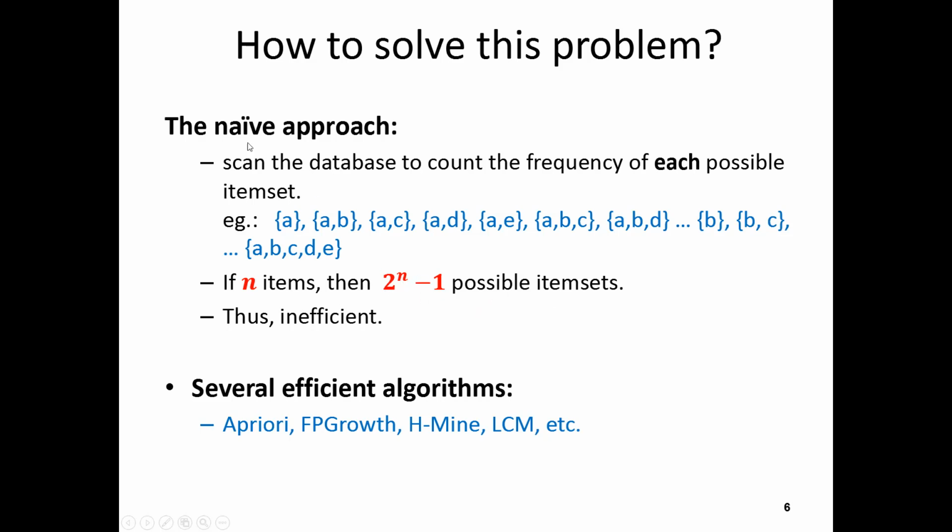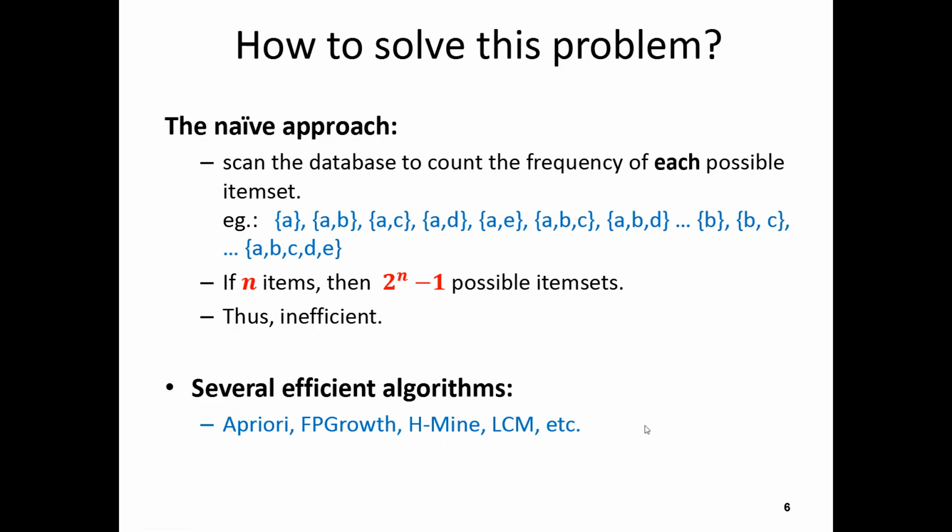So if we use a naive approach, we calculate the support of all the possibilities. It will take a lot of time. It will be inefficient. So there are many algorithms. They solve this problem by using some special structure or strategy to avoid looking at all the possibilities. Some popular algorithms are Apriori, FP-Growth, H-Mine, LCM, and so on. So how they work, I want to give you some explanation.